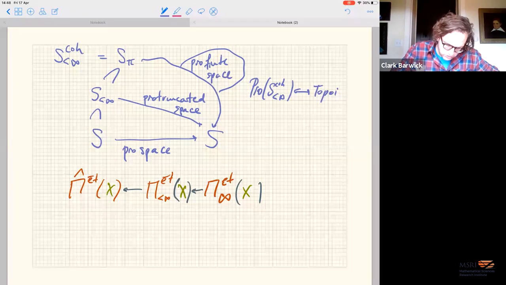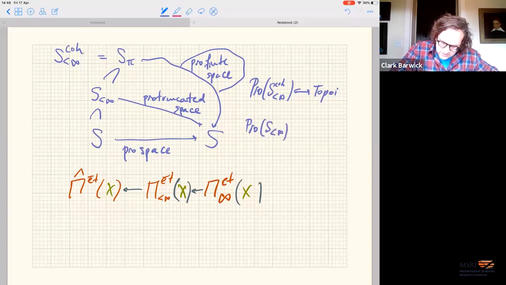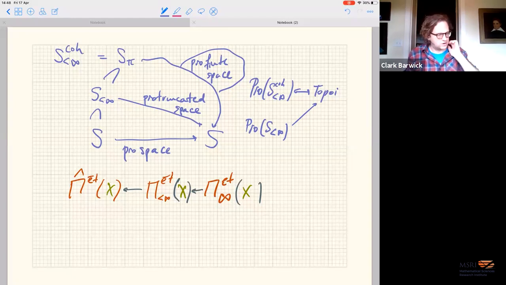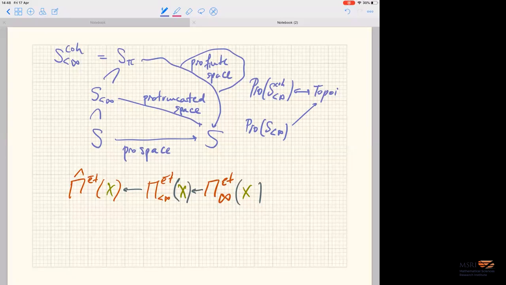That isn't true if I look at anything bigger. So if I look at S less than infinity, if I look at the protruncated spaces, these map to topoi, but it's not an embedding, right? So that's one of the reasons why you might want to consider just the coherent piece, just the pi finite piece.